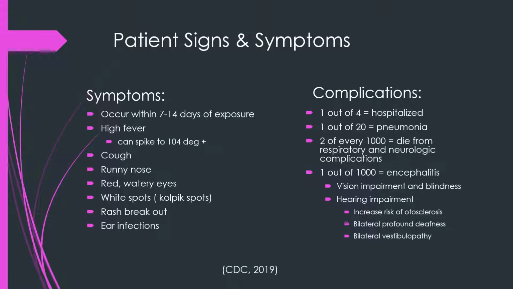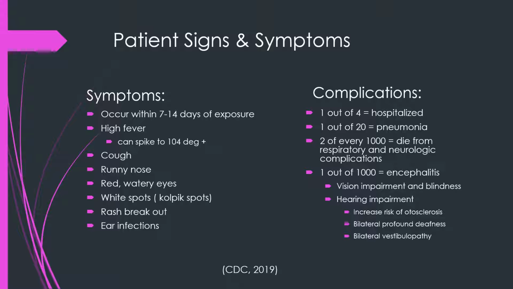And then some complications of measles. 1 out of 4 patients are hospitalized. 1 out of 20 patients develop pneumonia. 2 out of every 1,000 die from respiratory or neurologic complications. And 1 out of 1,000 develop encephalitis, and if the patient does develop encephalitis, that's when more complications occur.